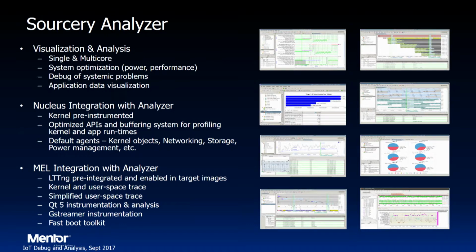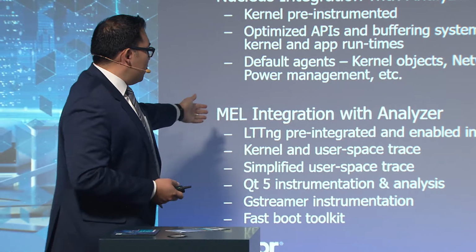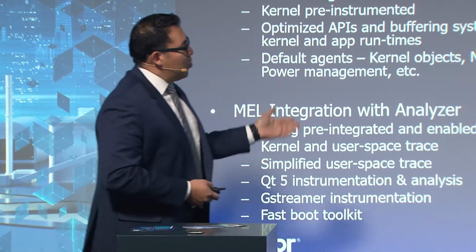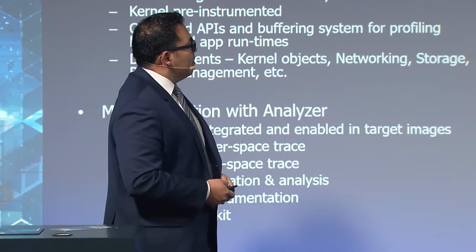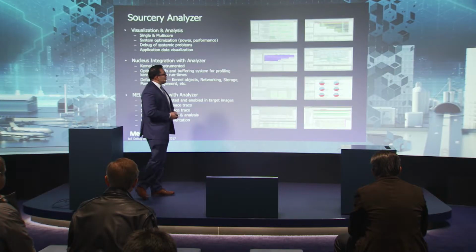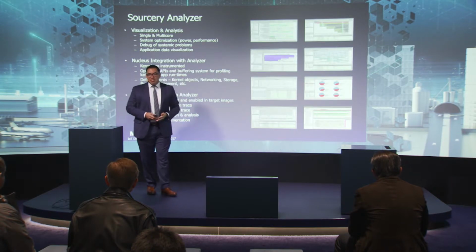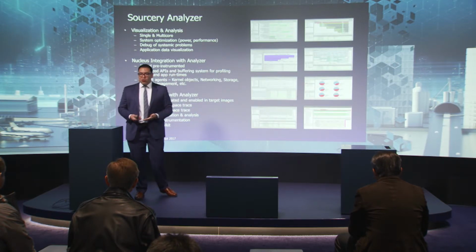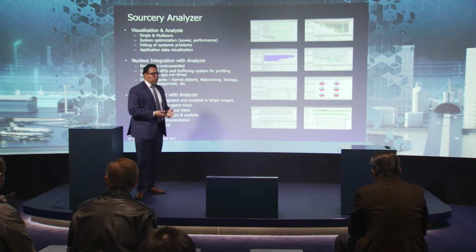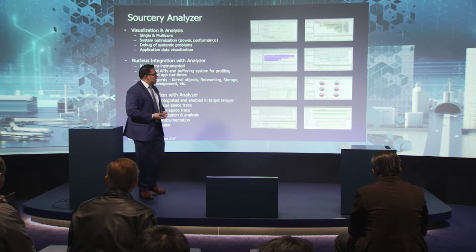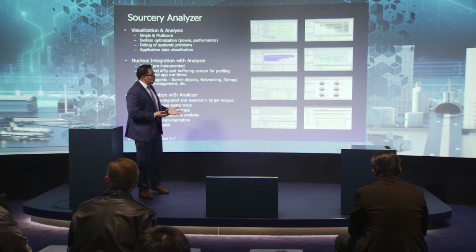With both of these, we have integration with Nucleus and with our MEL, Mentor Embedded Linux. So some of the views that you see on the right-hand side include process and thread state. This here is a Gantt chart showing you top 5 functions by time. So where are you spending most of your time? You can find out where you really need to spend your time as a software developer to make things go faster, or find out where you're stopping for no good reason.